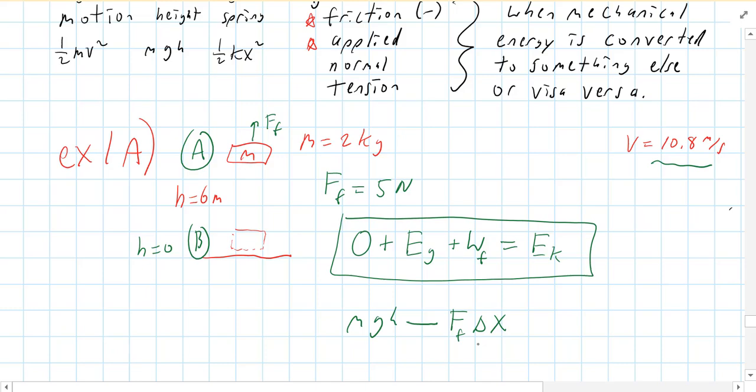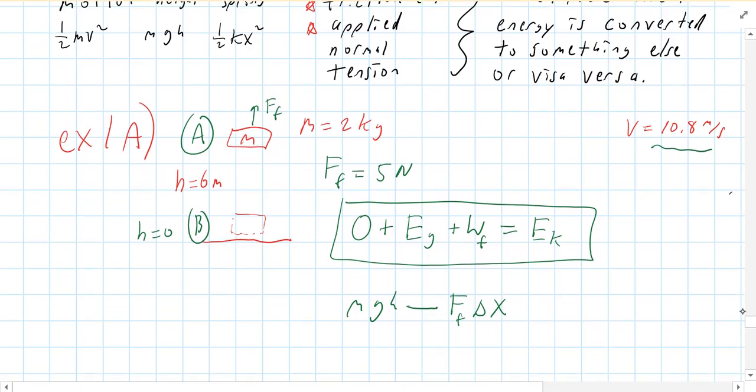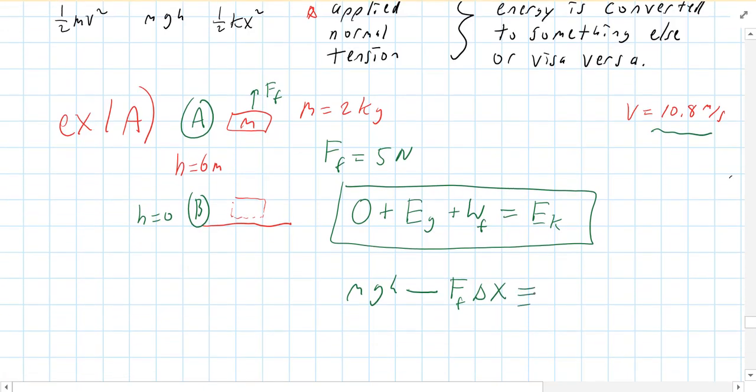Okay, that's your work. That's how you calculate work. That's from our review. Okay, work is force times delta x. And this equals kinetic energy. And the equation for kinetic energy of the book right before it hits the ground is 1/2 mv squared.